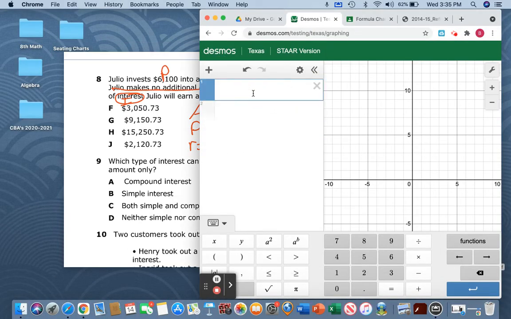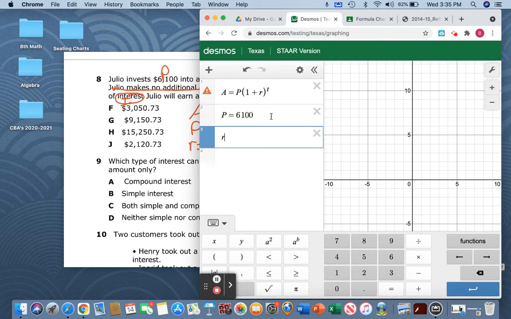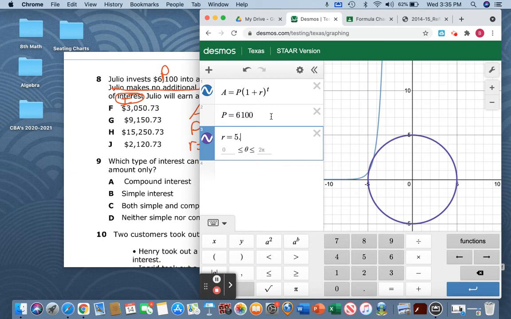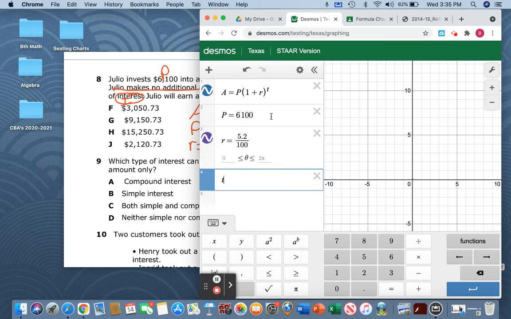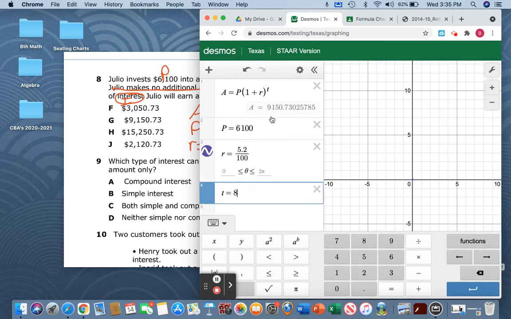Clear. A equals P, parentheses 1 plus R, to the T power. P equals 6,100. R equals 5,100. T equals 8. So our total, our account balance, so it's all our money, including our interest, is 9,150.73. That's our A. No, that's our A.